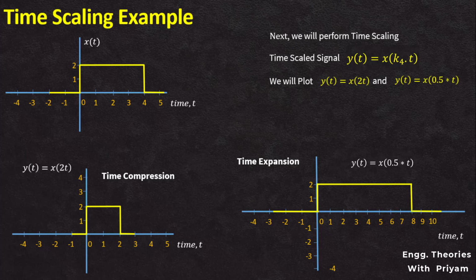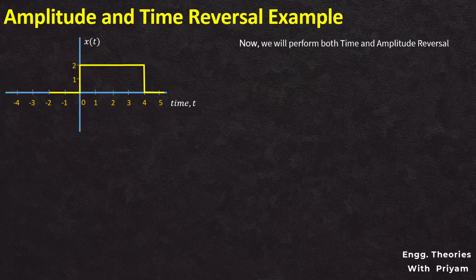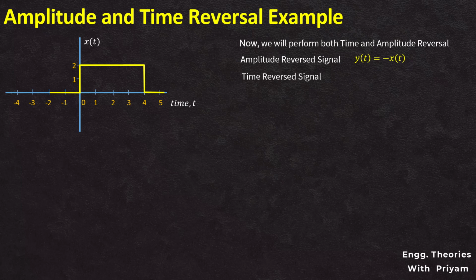Next, we will perform the amplitude reversal and time reversal operation on the signal x(t). At first, we will perform the amplitude reversal of the signal x(t), which is a form of amplitude scaling, or y(t) = k2 x(t), where the value of k2 is equal to -1. And the time reversal operation is a form of time scaling operation of the signal x(t), or y(t) = x(k4 t), where k4 is equal to -1.